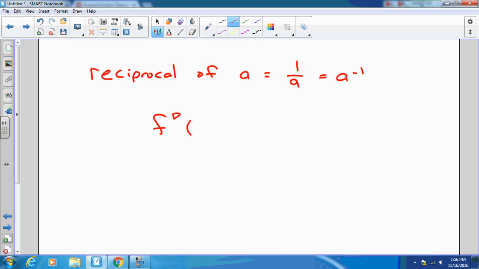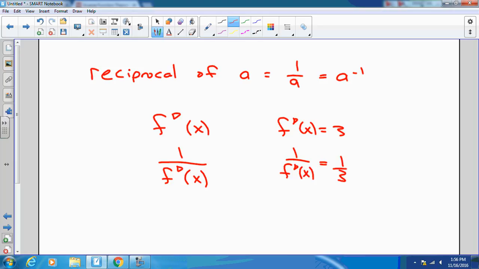And you want to get the reciprocal of f prime of x. Then that would be 1 over f prime of x. So if f prime of x is equal to 3, then we always get 1 over 3. Yes, sir. But I get the sense that's not your real question, because so far we haven't done anything with inverses yet. So is this your question? Okay.